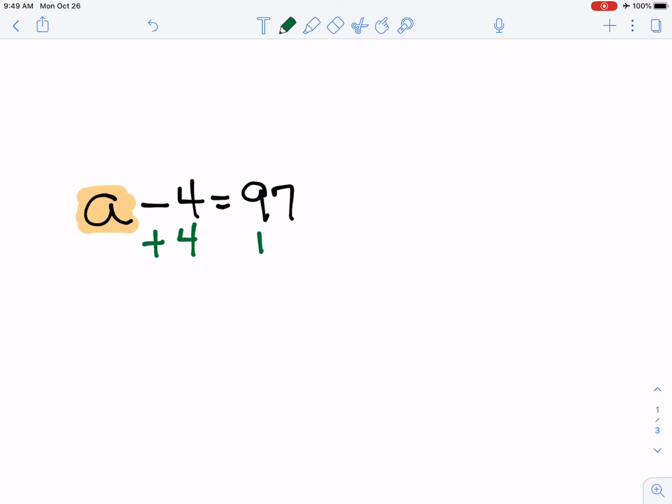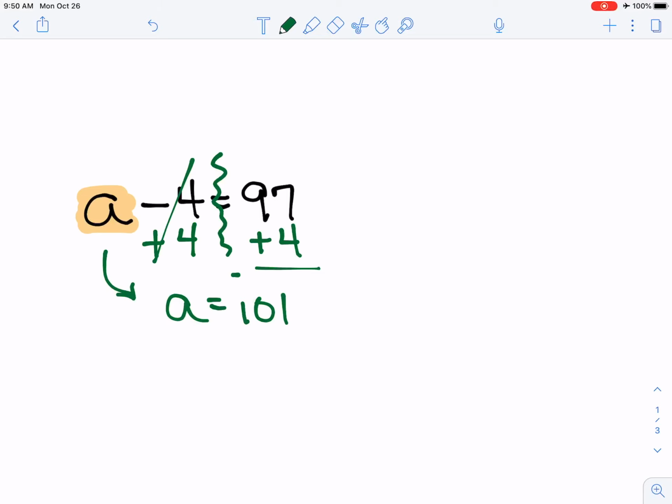And remember, whatever I do to the left side of the equation, I also have to do to the right side. That balance of the equation is your equal sign. So that's what separates the left and right side of the equation. So minus 4 plus 4 cancels out and goes away. So I bring down my a. A equals, well, 97 plus 4 is going to give me 101. All right, so let's take a look at another one.